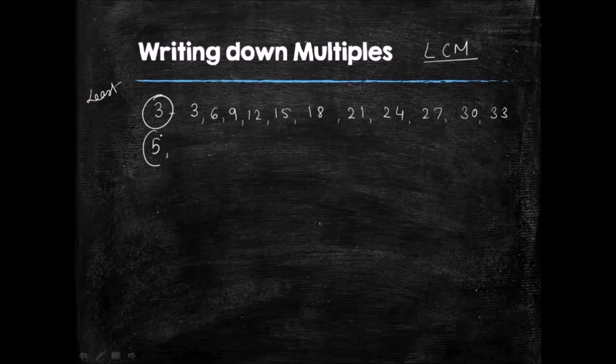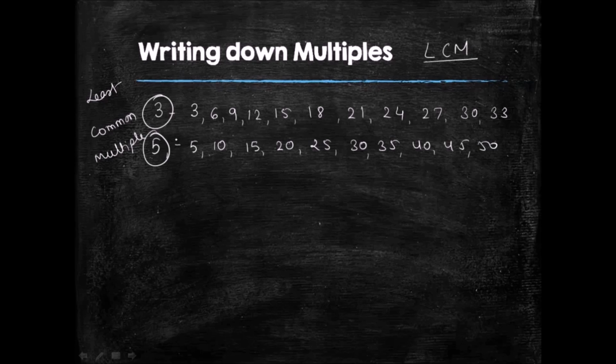If I have to find out the LCM of 3 and 5, I have to search for the least common multiple. So the multiples of 5 would be 5, 10, 15, 20, 25, 30, 35, 40, 45, 50 and so on. So the common multiples are 15 and 30, and since the list goes on and on, we will find more. But we don't need to do so because we are asked to find the least, and the least common multiple is 15. So the LCM of 3 and 5 would be 15.